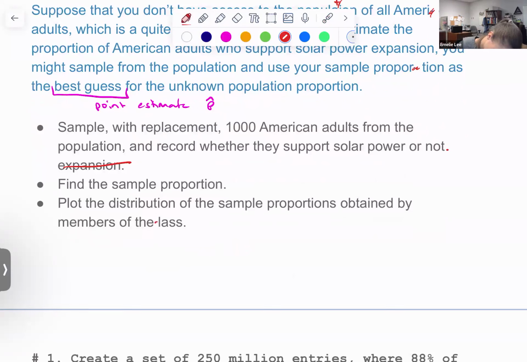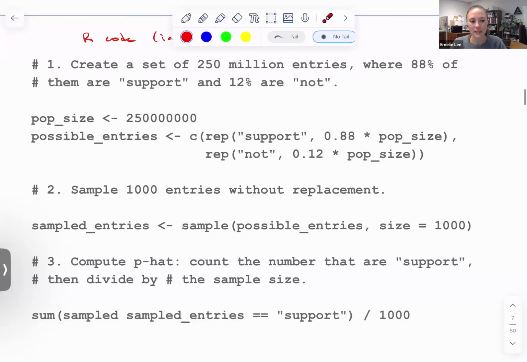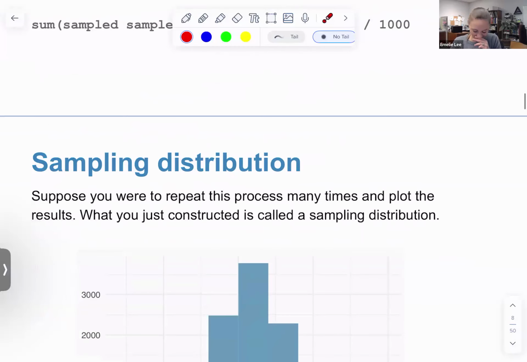Then class, I don't know. Just in theory, if everyone did their own, right? We have a small class, so we'd have to do it a couple of times over. But this is just the R code. You can ignore this, but it's just if you wanted to play around with it and recreate it. But we do it in Excel, so you can skip that.